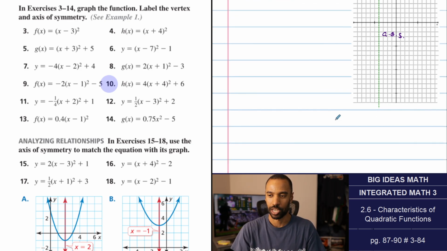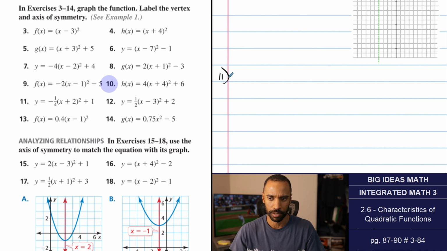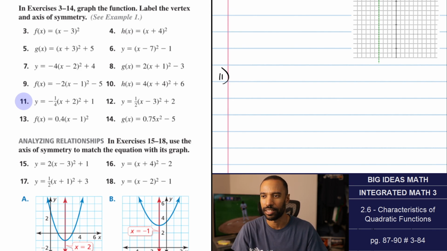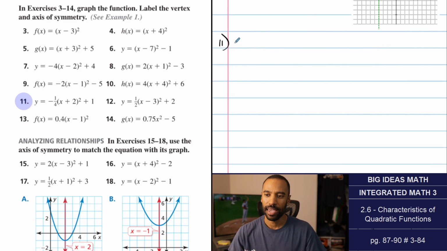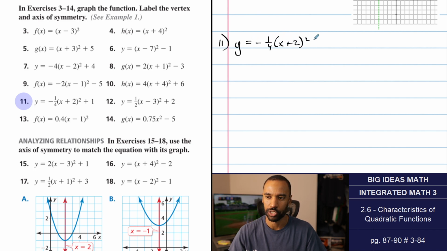That's just terrible line of thinking, of course, or terrible artistry. Either way, heed my cautions. Maybe your teachers won't care, but I do. Number 11. Y equals negative 1/4 times x plus 2 quantity squared plus 1.